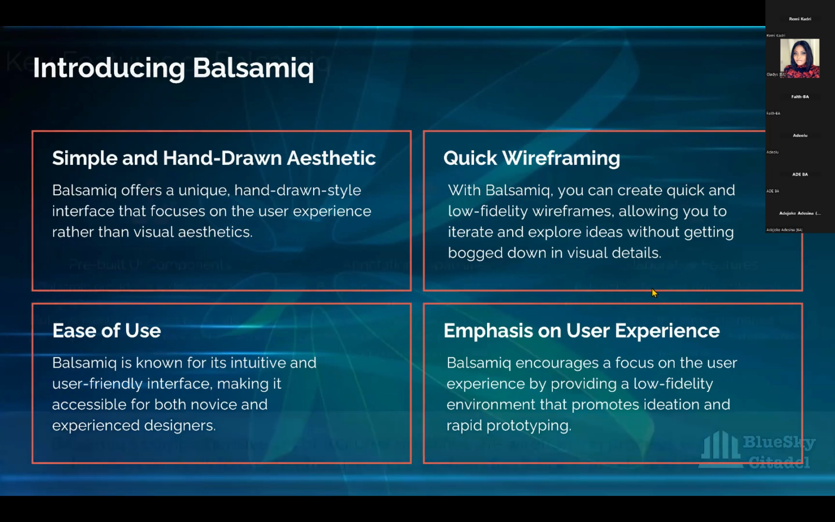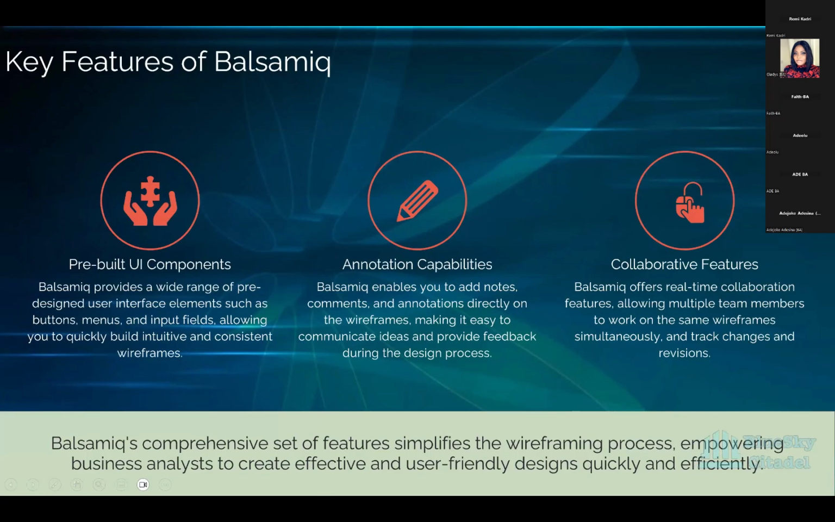So that's introducing Balsamic. Key features of Balsamic, like I said, it has pre-built user interface components. You'll see it in a minute when we get there. It provides a wide range of pre-designed elements, buttons, menus, input fields. You can quickly design a wireframe in less time than you'd imagine. It also has annotation capabilities. It allows you to add notes, comments, and annotations directly on the wireframe, making it easy to communicate ideas and provide feedback during the design process.